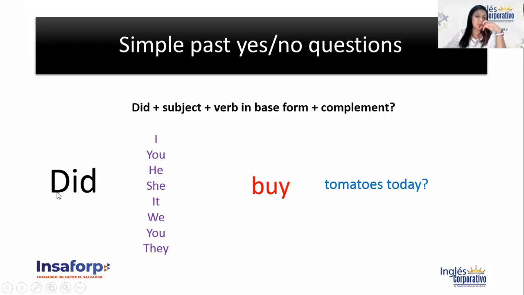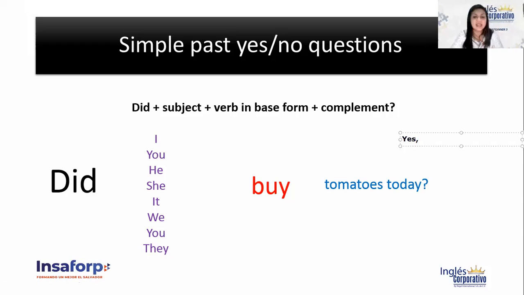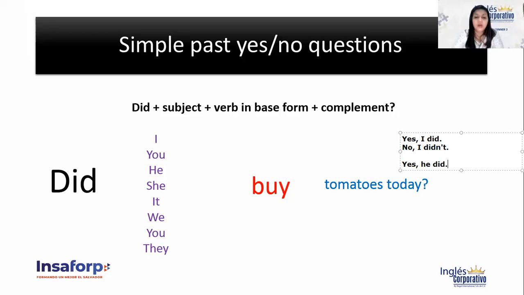Okay, and the answers? What would the answers be? Can somebody tell me? For example, if I ask you, did you buy tomatoes today? What would be your answer? Yes, I did, or no, I didn't. Okay, what about if I ask, did he buy tomatoes today? Yes, he did. Or no, he didn't.